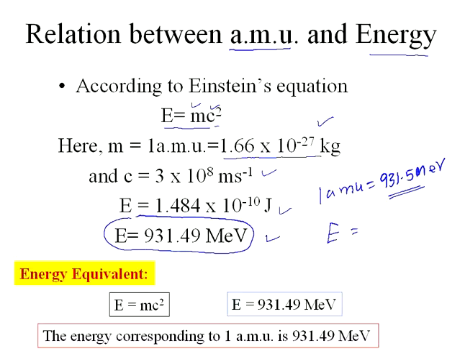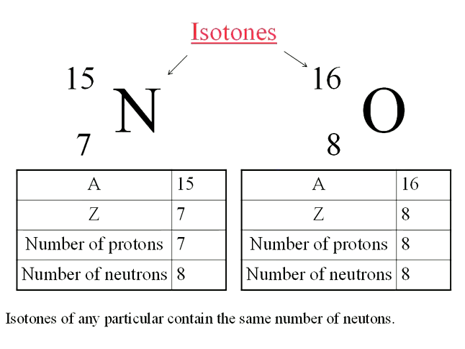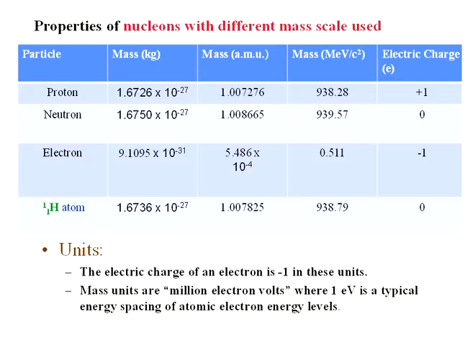Now the next point, after the energy definition, is the properties of nucleons on different mass scales. Here you can see the proton and its mass in kg, that is 1.6726 × 10^-27 kg, and in atomic mass unit. In terms of mass, that is basically E upon c squared, which is 938.28 MeV for the proton. The charge on the proton is +1.